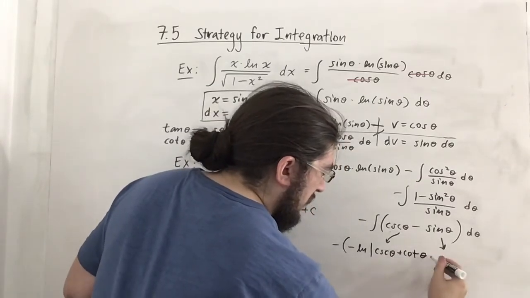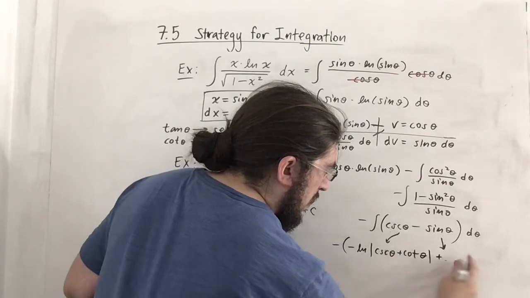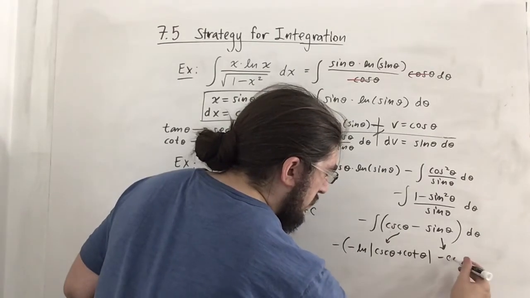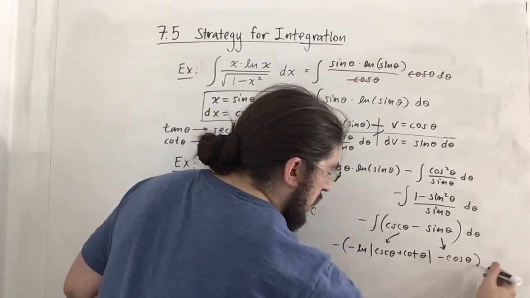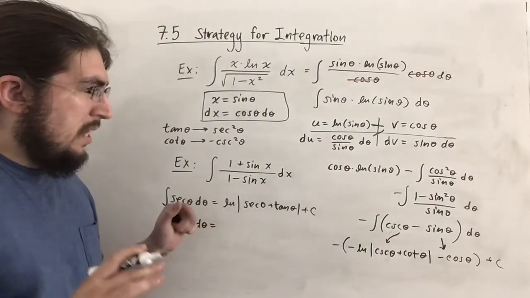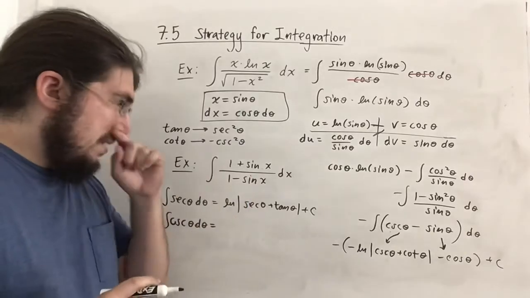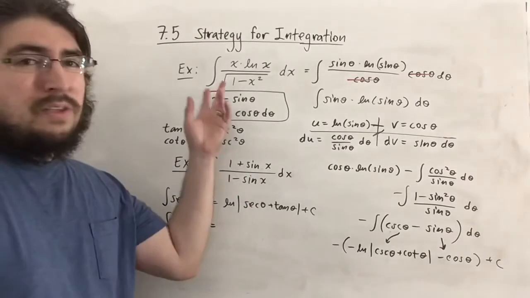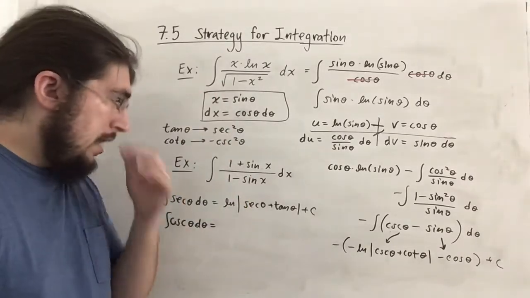Get a little more space. And this is minus cosine. And then plus c. Perfect. So I just want to make sure everything's lining up okay. It's looking all right, kind of. I say kind of because we have to back substitute and it's going to be a little crazy.